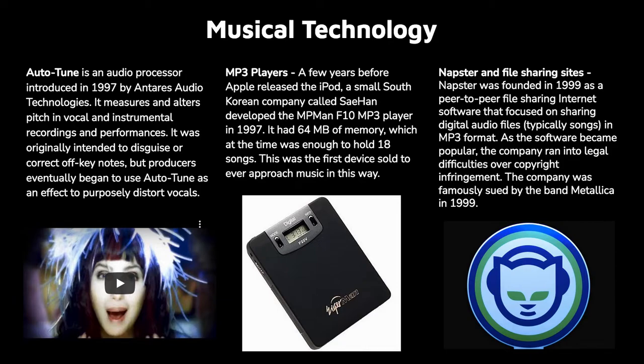As the software became popular, the company ran into legal difficulties over copyright infringement, and Napster was famously sued by the band Metallica in 1999. Eventually, Napster and similar sites like LimeWire and Kazaa had to change their model to avoid stealing music. That was the problem. Singers and songwriters weren't getting paid for the songs that were shared. And Napster still exists, but it's now a paid streaming service similar to Spotify or Pandora.